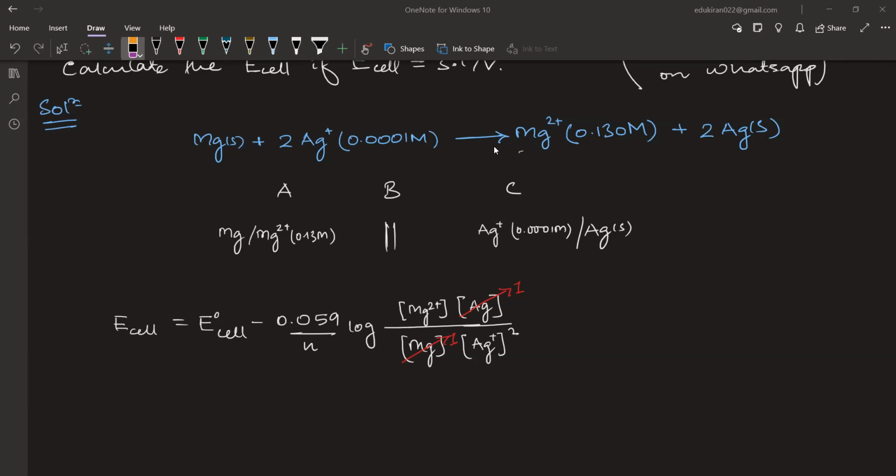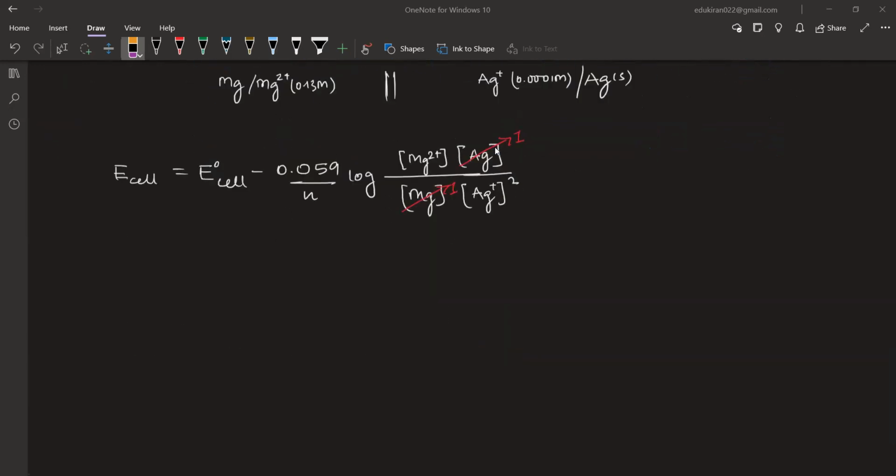Fine. What is the value of n? Yeah. 2. कैसे निकाला आप लोगों ने? Tell me. How did you calculate this? 2 electrons are given by Mg and 2 electrons are eaten up by Ag. Right? Sara, what about you? Clear hai? About number of electrons? Yes or no? Please tell me. Yes, Sara?